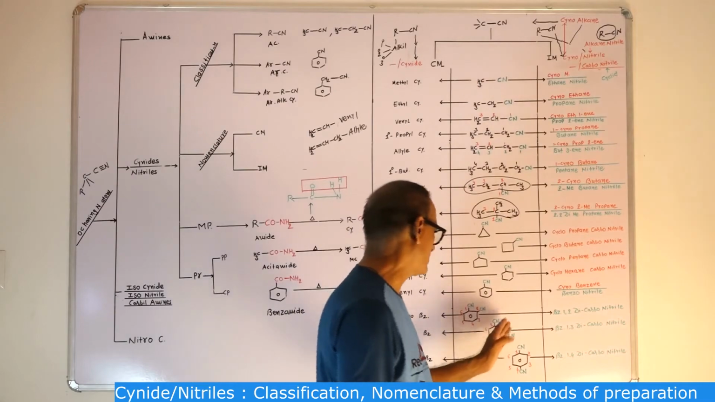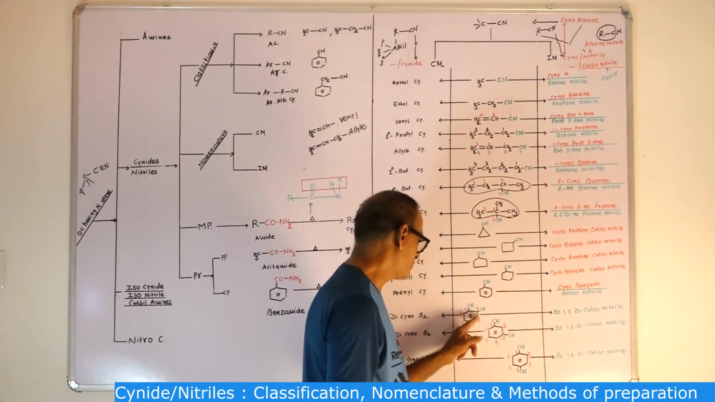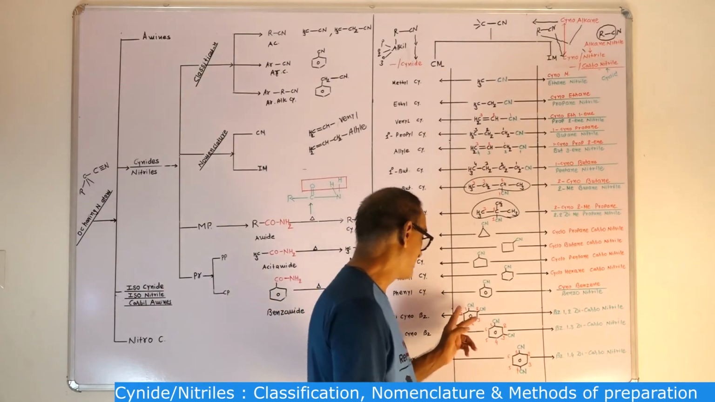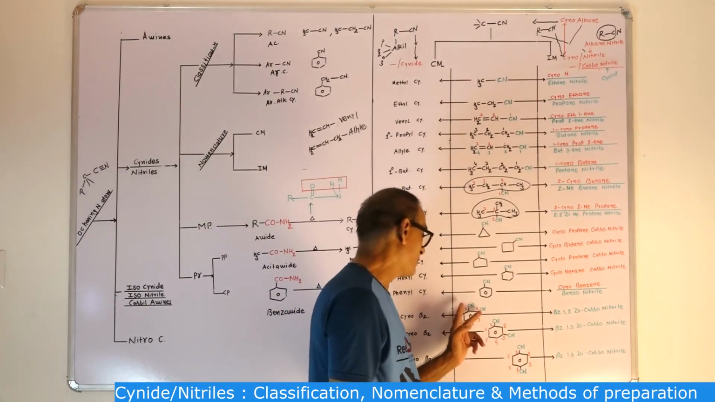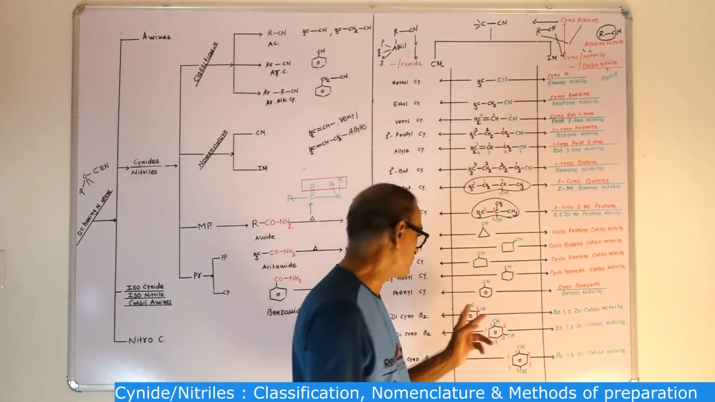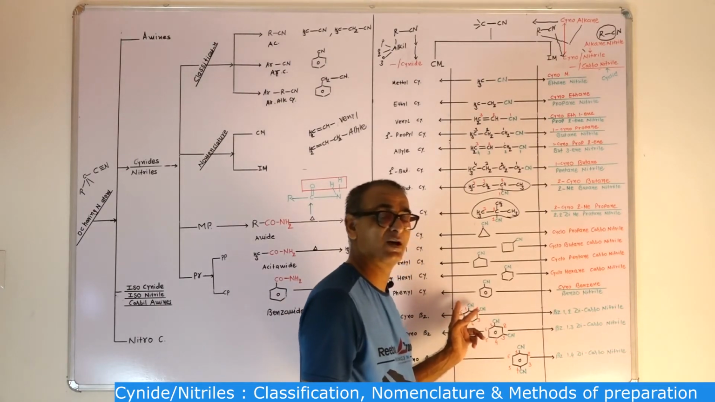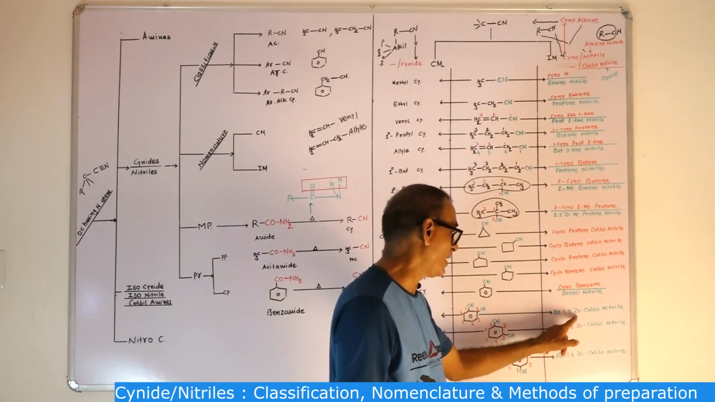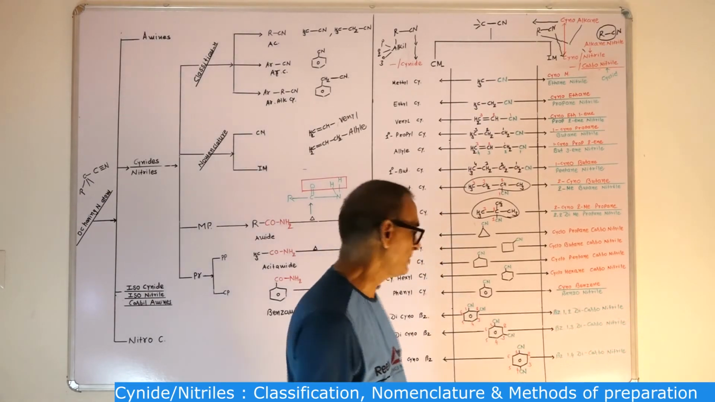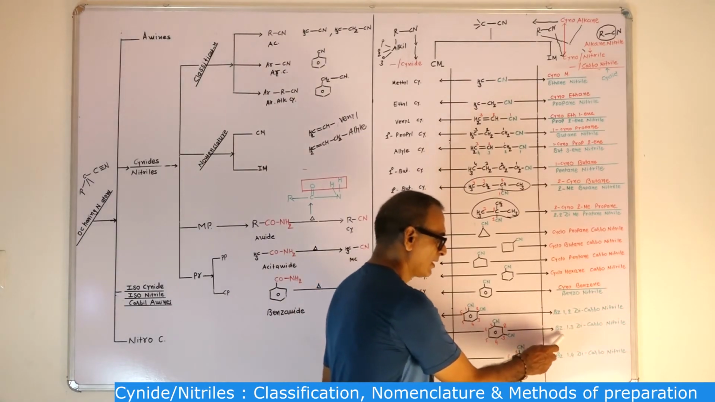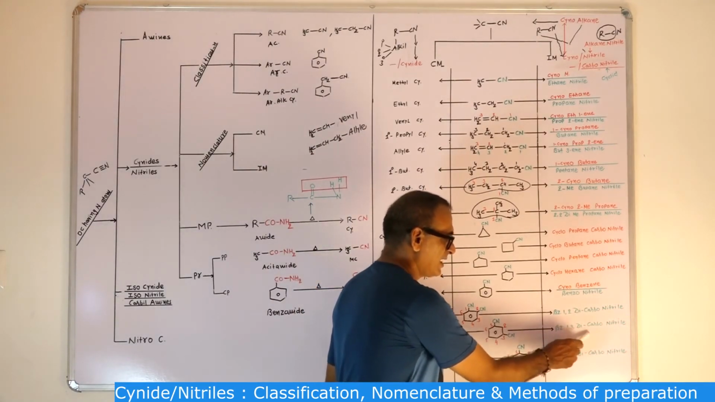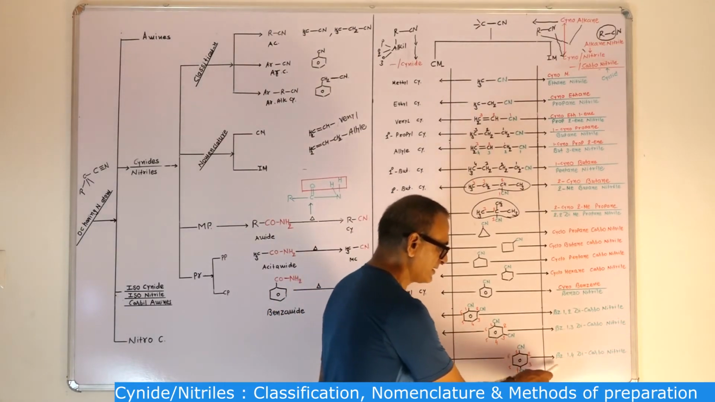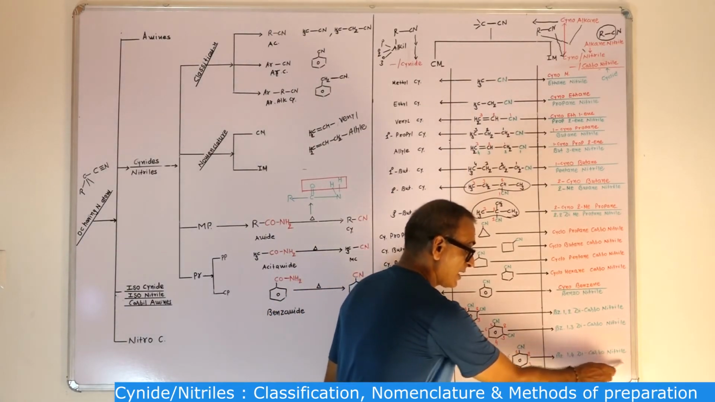In IUPAC method, 1, 2, 3, 4, 5, 6. That is also a derivative of benzene, but two hydrogen atoms from the first and second positions are replaced by two cyanide groups. Benzene 1,2-dicarbonitrile. Similarly, in this one, benzene 1,3-dicarbonitrile. In this case, benzene 1,4-dicarbonitrile.